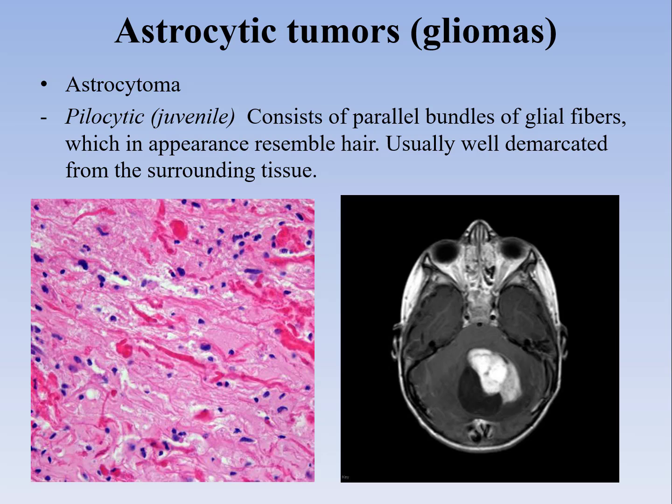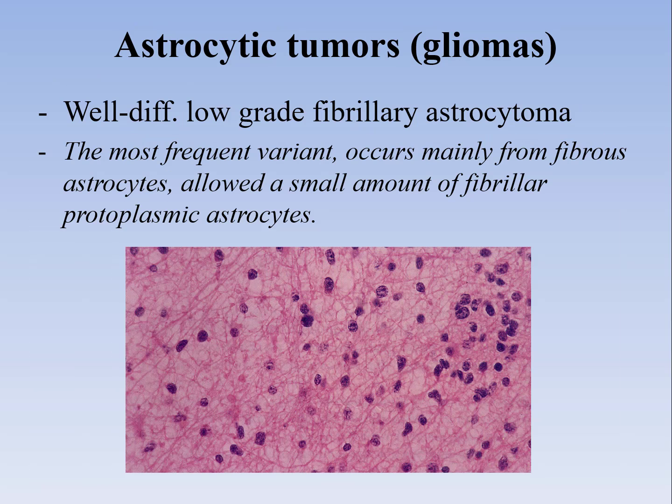First of all, we will talk about the astrocytic tumors because they are more frequent. They are classified into several groups according to the malignant potential. Astrocytoma is a benign tumor. It's subdivided into pilocytic or juvenile. It consists of parallel bundles of glial fibers, which in appearance resemble hairs. That's why pilocytic. Usually it's well demarcated from the surrounding tissue. It grows slowly, but when it starts to compress the brain tissue, it begins to give clinical symptoms.